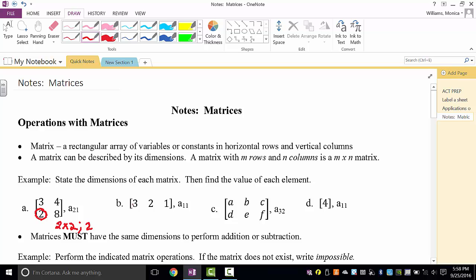B, there's 1 row and 3 columns, 1 by 3. First row, first column, the element there is 3.